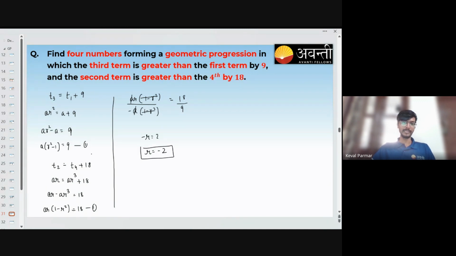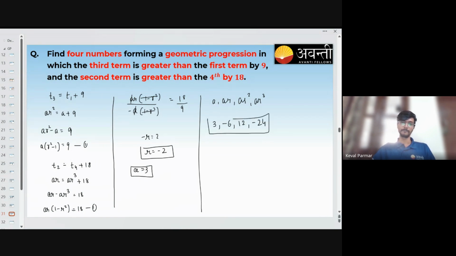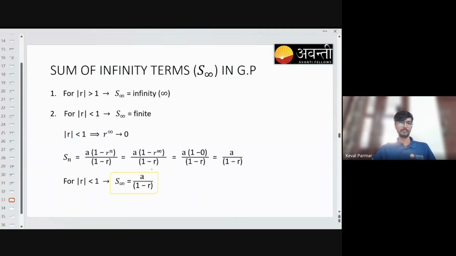If I substitute R equals minus 2 in equation 1, I'll get A equals 3. Yes. So we have to find the first 4 terms: A, AR, AR square, AR cube. That means 3, minus 6, 12, minus 24 are my first 4 terms. Got it? Let's move to the next question.